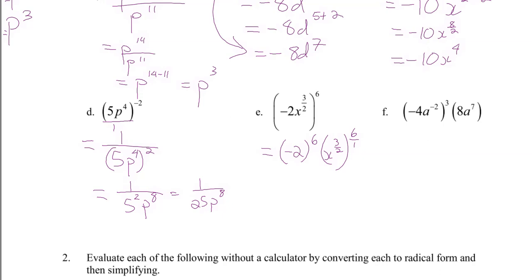Right? So think about it, it means negative 2 times negative 2 times negative 2, 6 times. You'll have 6 negative 2's, the negative signs will pair up, and it'll end up being positive. So this will be 64. 3/2 times 6 is 18 over 2, which is 9. Okay, so you can just simplify.